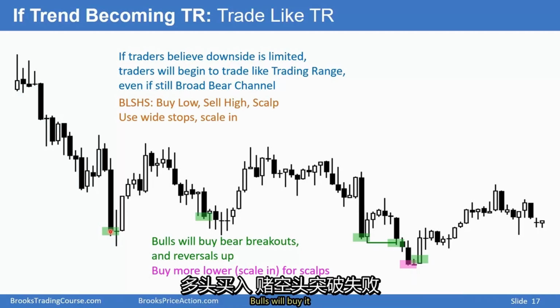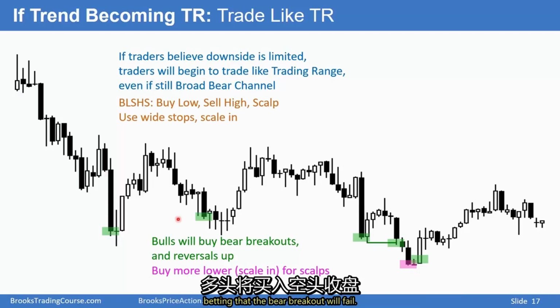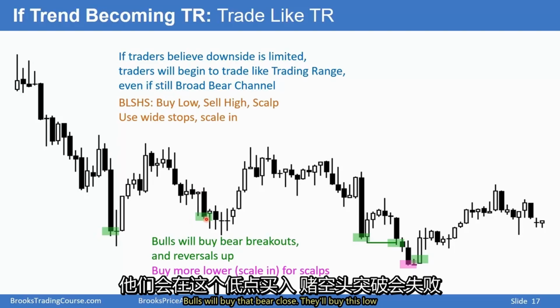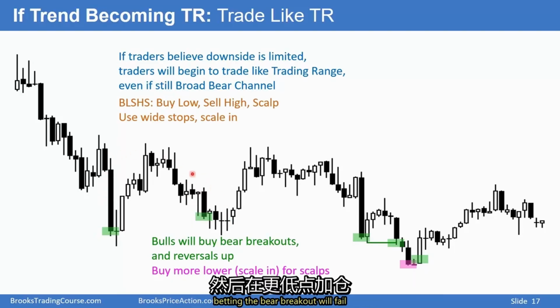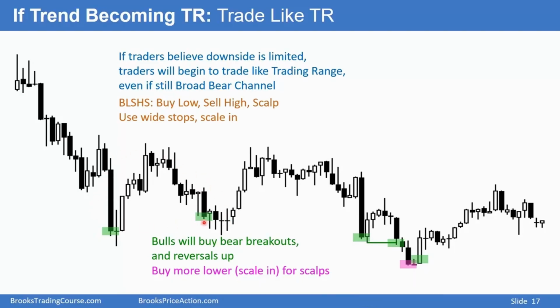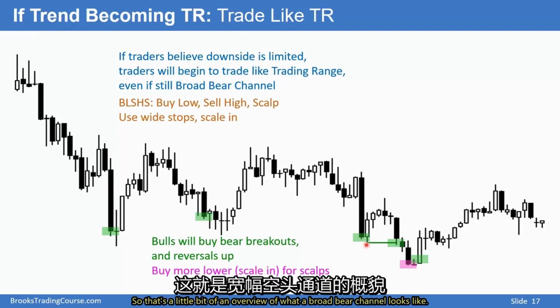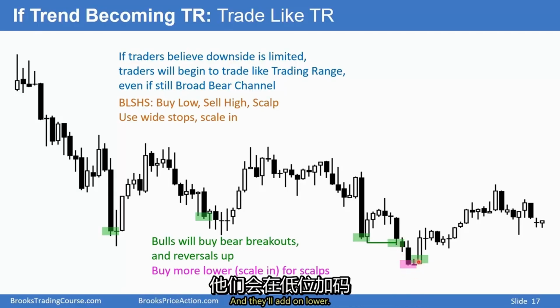Strong bear close, bulls will buy it, betting on an exhaustion gap. A reversal down, strong bear close in the bottom third of a developing trading range, bulls will buy it, betting that the bear breakout will fail. Bulls will buy that bear close. They'll buy this low, betting the bear breakout will fail, and they'll add on lower.